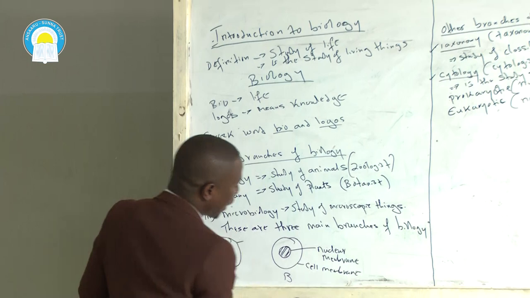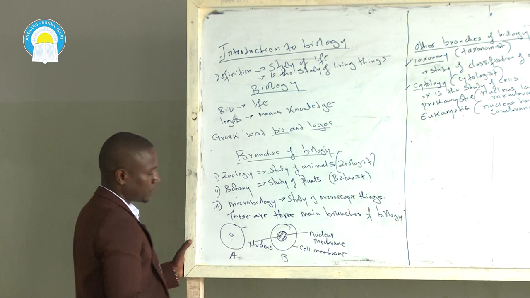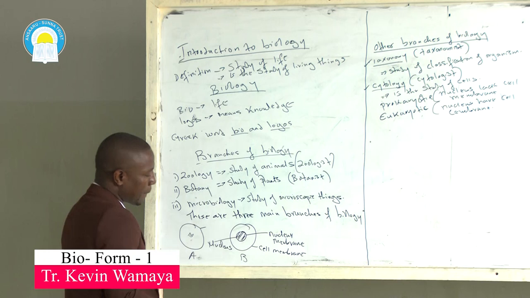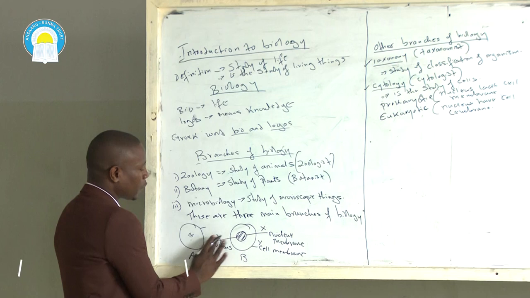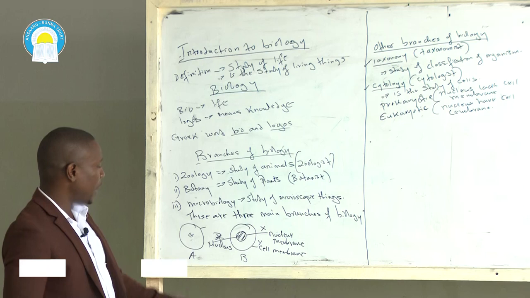And now here is when you have what? Nucleus. So get the difference. In exam, you'll be asked, name the part labeled A or X, Y, and Z. Be able to give the difference. We have nuclear membrane and we have nucleolus. Then you have what? Cell membrane.